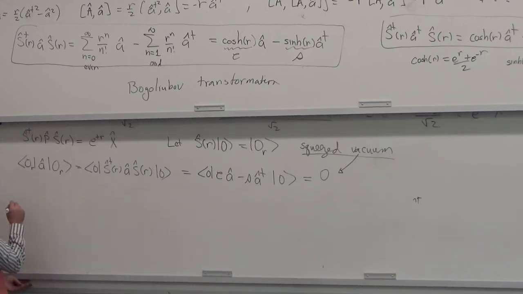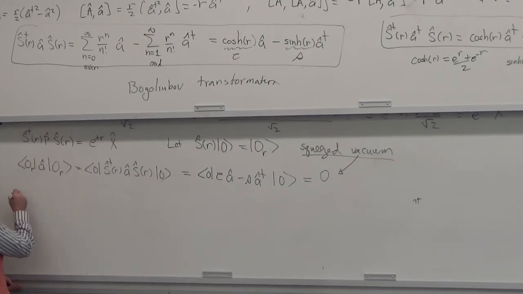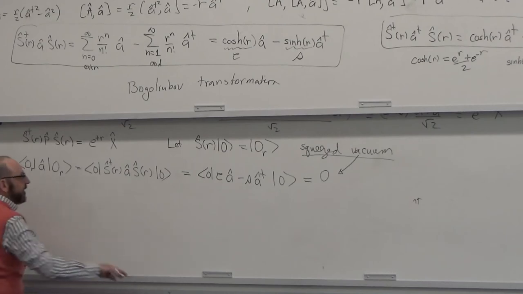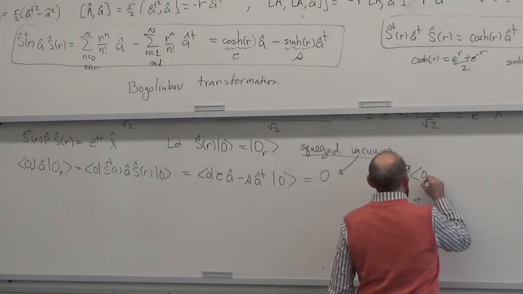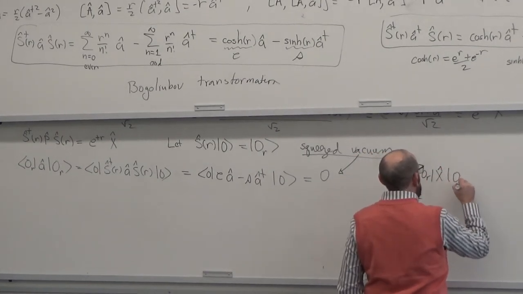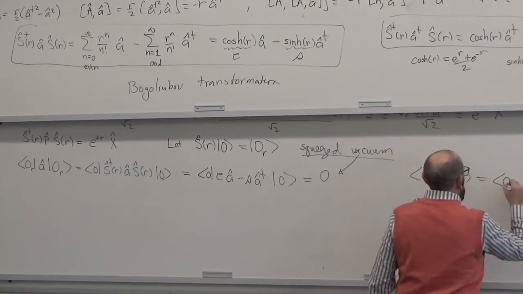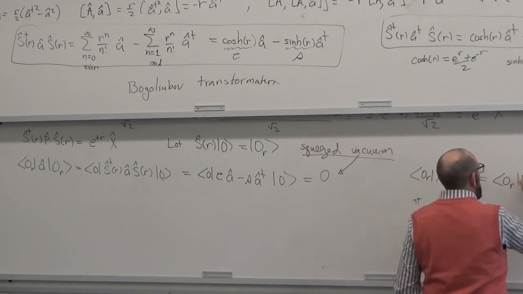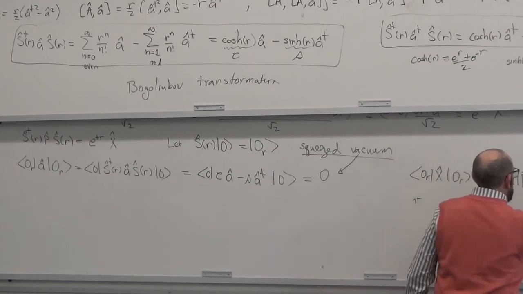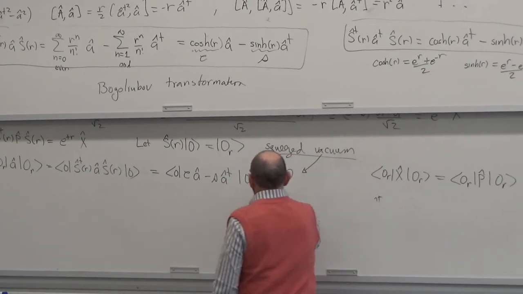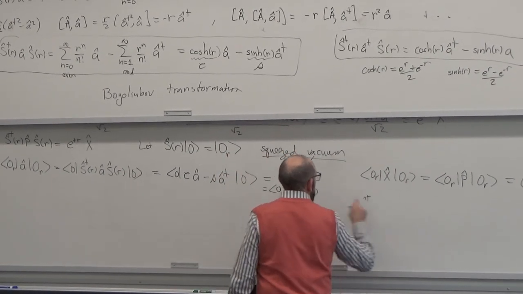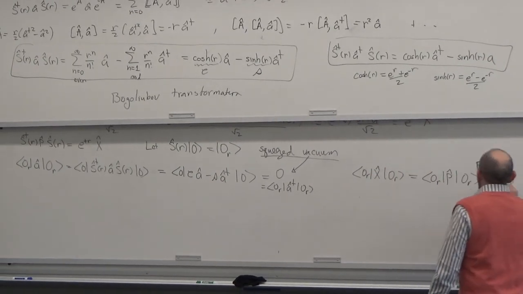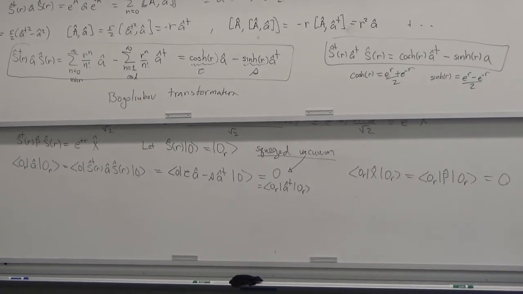What about the fluctuations? Well, this also implies, of course, that in the vacuum, the mean of the quadratures is also zero, because a dagger also has mean zero, for exactly the same calculation. Therefore, the quadratures in the vacuum have mean value zero, right?